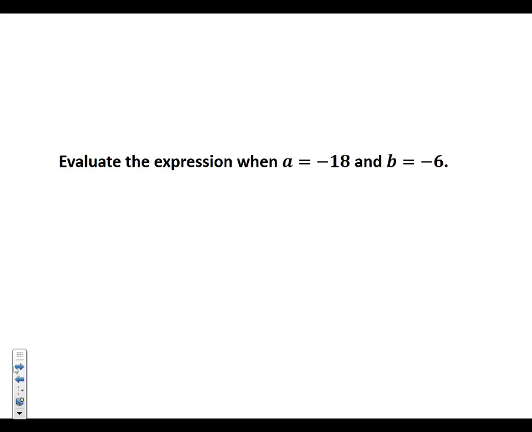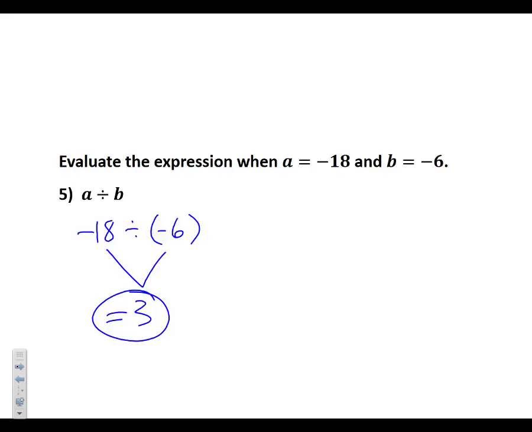Ladies and gentlemen, let's get right to it. So we're going to evaluate the expression when A is -18 and B is -6. So to do that, we have to rewrite the expression substituting in the values of A and B. So A would be -18, so we would write -18 divided by B, which is -6. Of course, we are dividing. We just learned that when we divide with the same signs, the answer is positive. 18 divided by 6 is 3, so our final answer is 3.